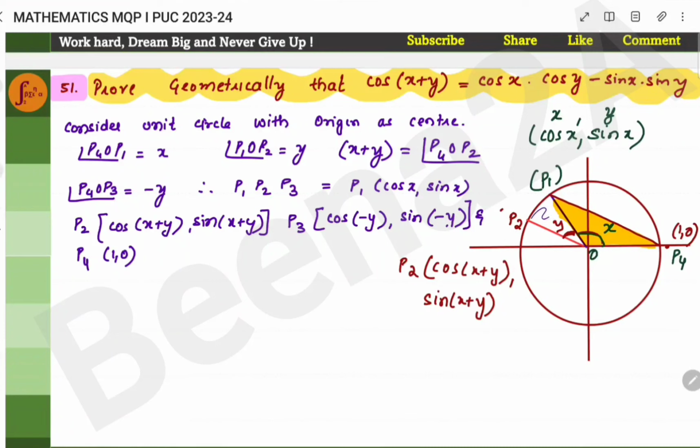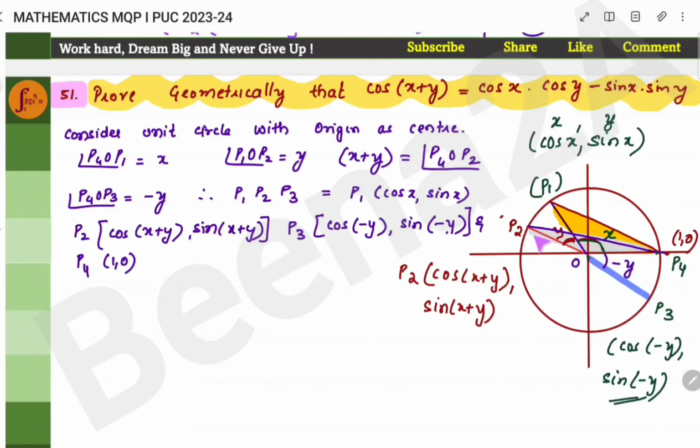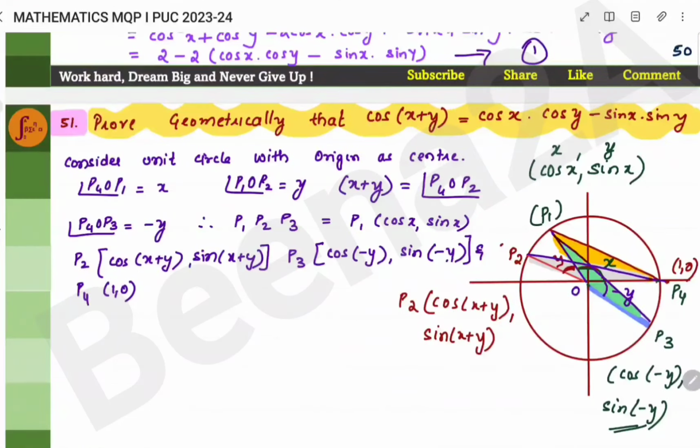So let me draw this triangle P2 O P4. Let's take another point, somewhere here, and call it P3. Let the angle between the x-axis, that is P4 O P3, be minus y. So what will be the coordinates? It will be cos minus y and sine minus y. So this would be the coordinates of P3. Now let's draw a triangle from P1 O P3. If you join P1 O P3, it forms a triangle. Let us shade it, and then you can also shade this triangle P2 O P4.